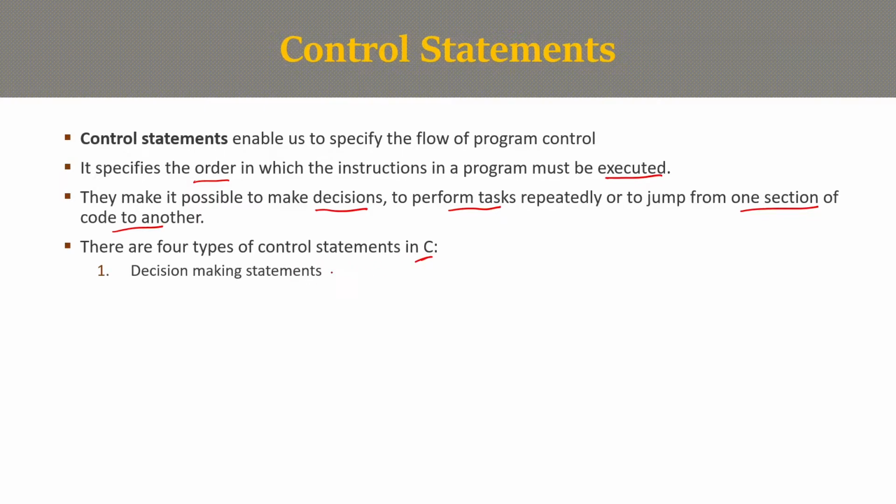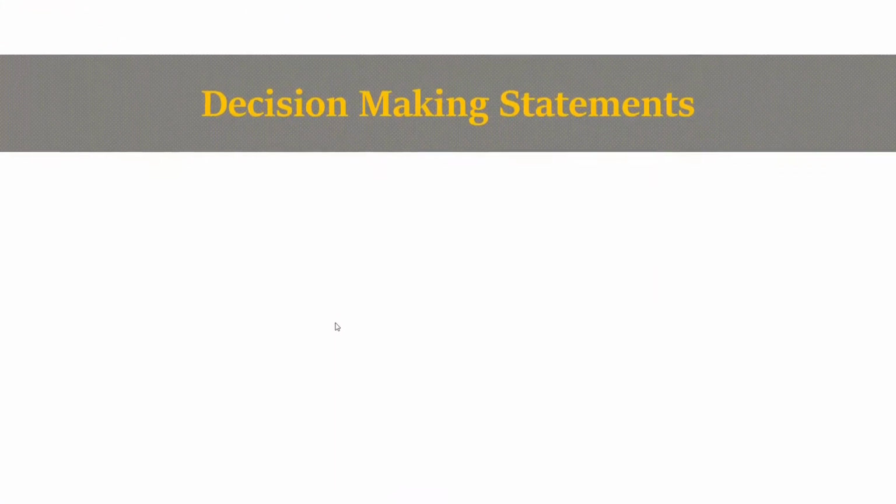The first one is decision-making statements. The next one is selection statements. Then we have iteration statements. And the last one is the jump statements. But for this lecture, we are going to see the first two, decision-making statements and the selection statements.